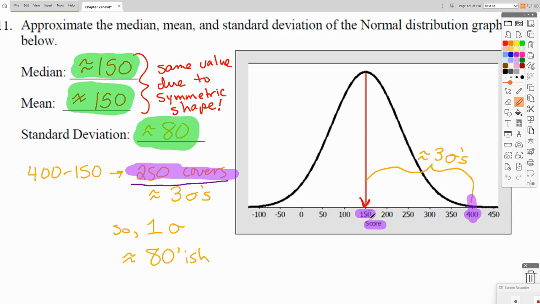And so I took that 250 and I split it up amongst the 3 standard deviations that it's technically going above the mean. And so I estimated that maybe it's around 80, 83.3, I think is what that would come out to be. But really, if you gave me any number between like 80 and 100, I think that would be a good, reasonable standard deviation value.